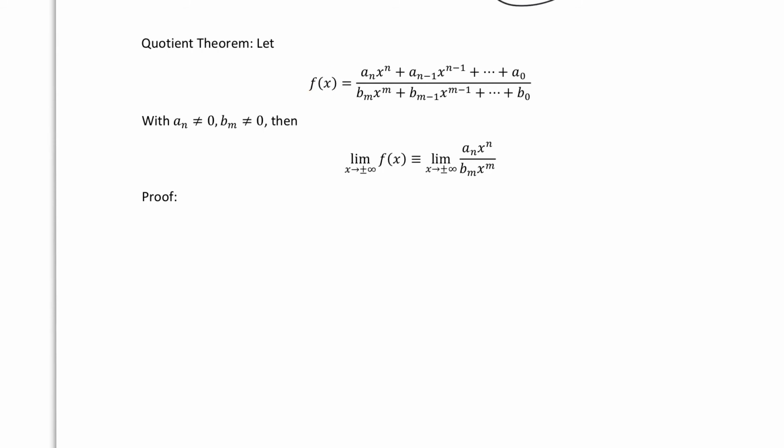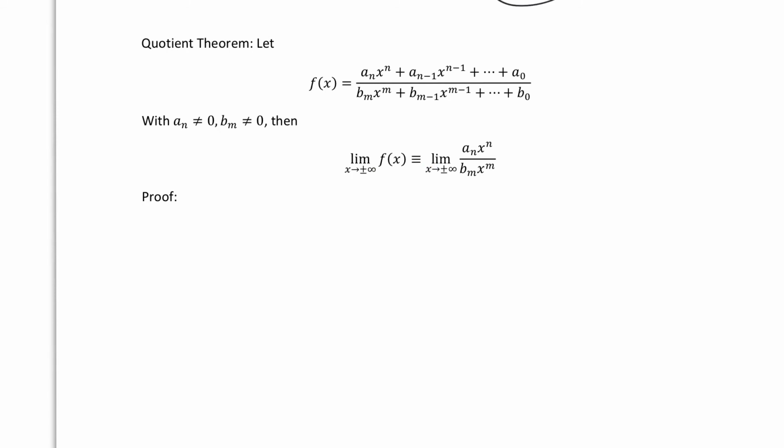If we have a function that is a rational function, a polynomial over a polynomial, so a_n x to the n, a_(n-1) x to the n minus 1, all the way to a_0, over b_m x to the m, b_(m-1) x to the m minus 1, all the way down to b_0, of course where the leading coefficients are not 0, then the limit of the function is going to be equivalent.